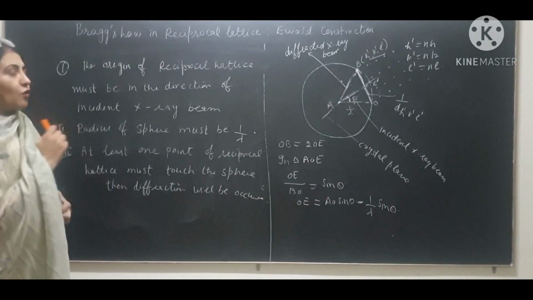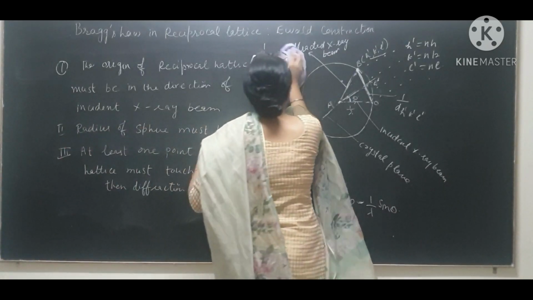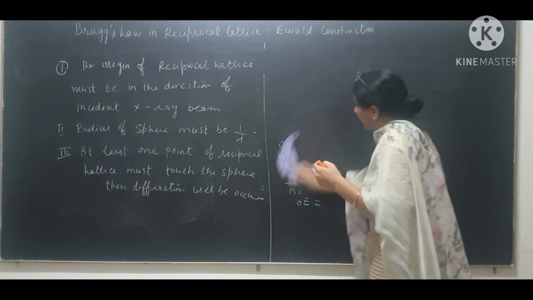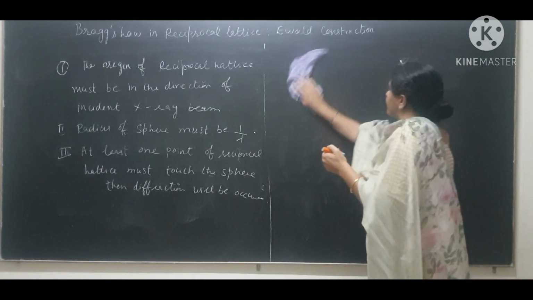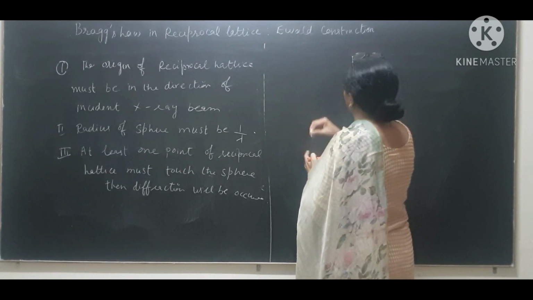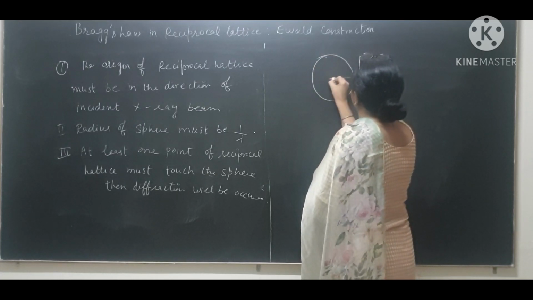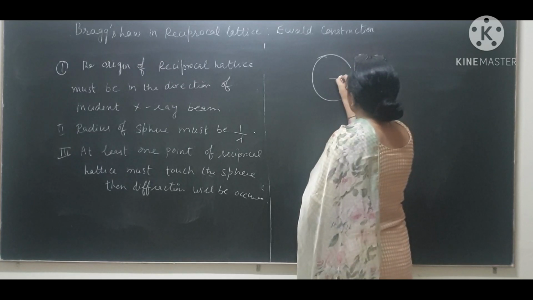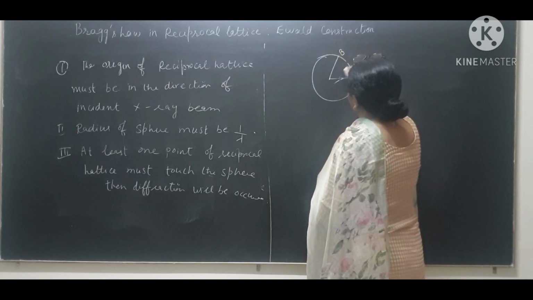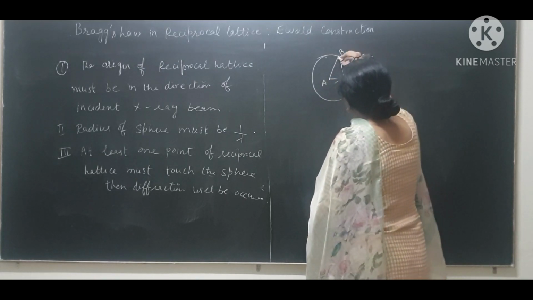Then the vector form of this Bragg's law. How can we find it in vector form? In vector form, I will draw the same diagram again. This is a sphere of radius 1 over lambda. This is the direction of the incident ray, and this is the direction of the diffracted ray. This is point A, this is point O, and this is the reciprocal lattice vector.